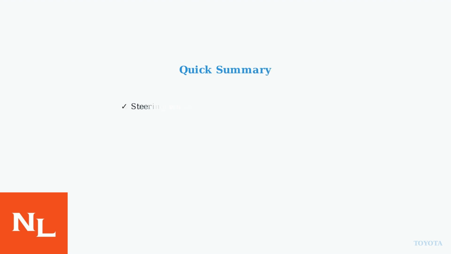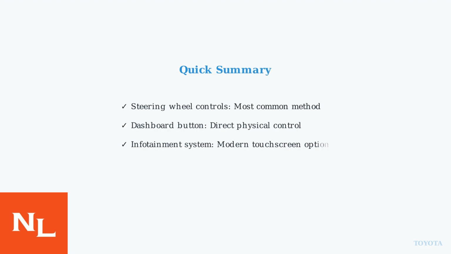All three methods accomplish the same goal of resetting your trip computer data. Choose the method that works best for your specific Toyota model and personal preference. Regular resetting helps you track fuel economy accurately and plan your journeys effectively.